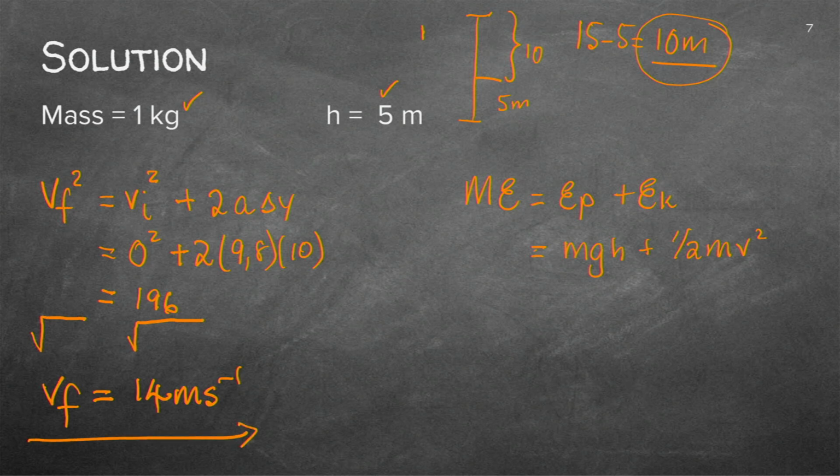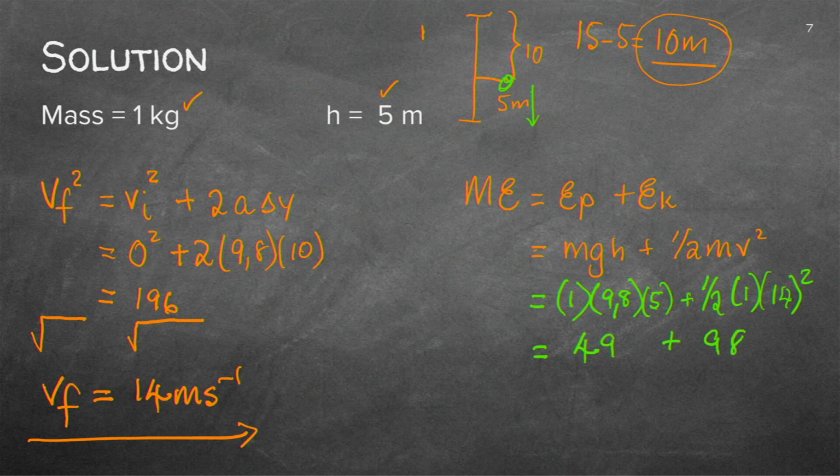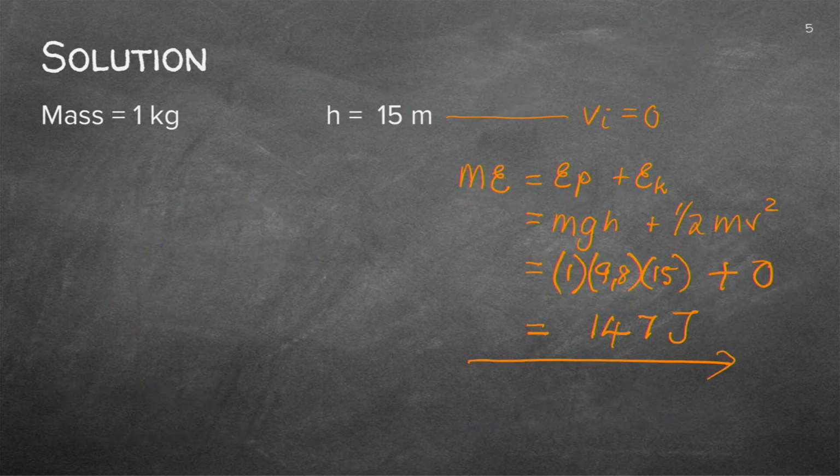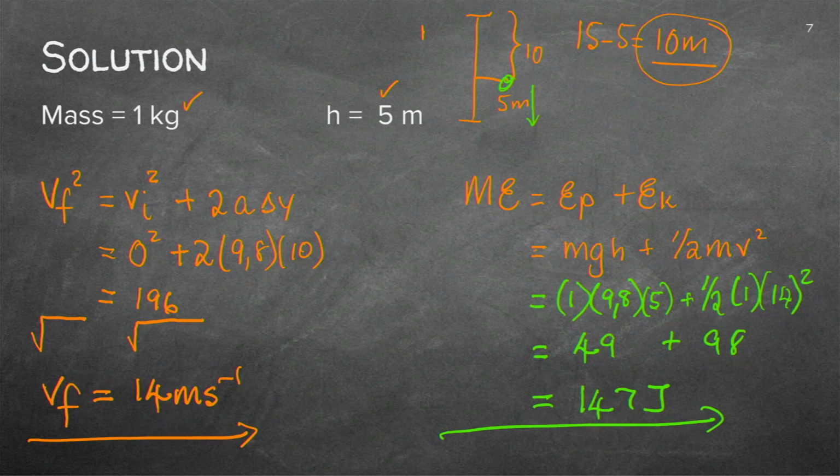That I'm going to substitute in my energy equation. Let's go and see what we have here. I've got a 1 kilogram mass. I've got 9.8. Now the height is 5 meters, because it's 5 meters from the ground, plus the kinetic energy. And you calculated this velocity just now, and you will find an answer now of 49 plus 98. And can you see what we get again? So, at 15 meters, 147. At 10 meters, 147. And at 5 meters, 147.